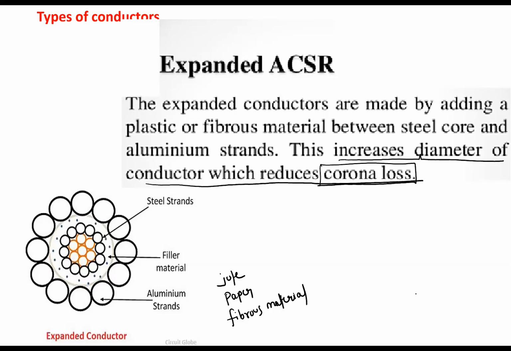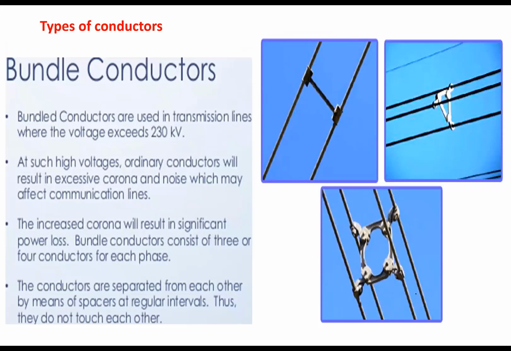Okay. Next, last type of conductors that we use is bundled conductors. Bundled conductors are used mainly to reduce corona. Because corona starts occurring for transmission voltages of 230 kV and more. So bundled conductors are used where the voltage exceeds 230 kV, to avoid or to reduce corona.